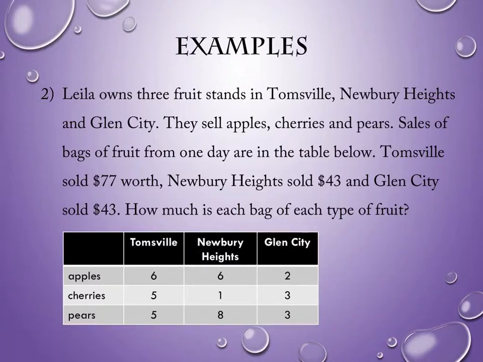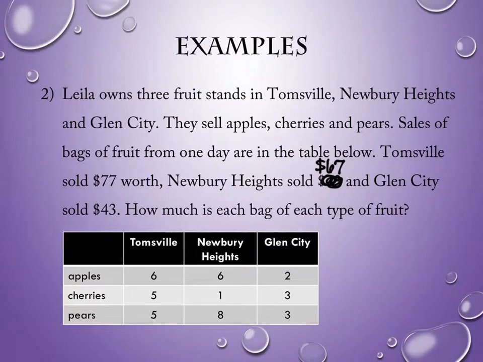Thomasville sold $77 worth, Newberry Heights 43, and Glen City is, I'm sorry, 44. That should have said 44, that's a typo. Hang on, is that right? So the first one is 77, the next one is 67. Too many typos today, my bad. And the last one's 43. Okay, so that's what the numbers are supposed to be.